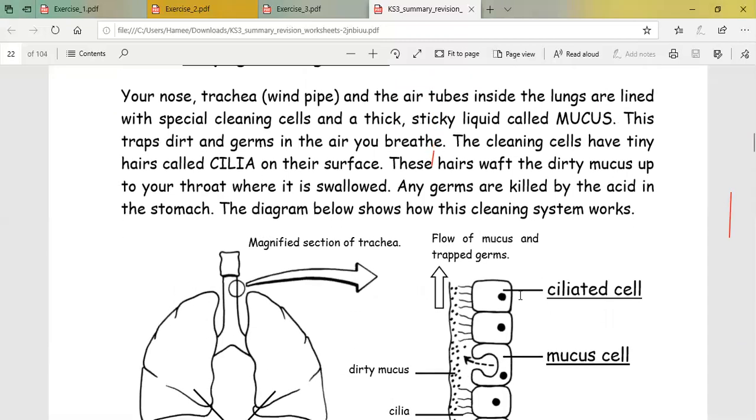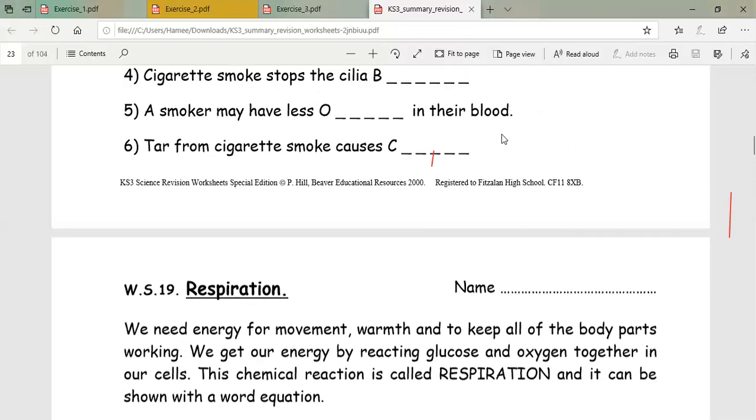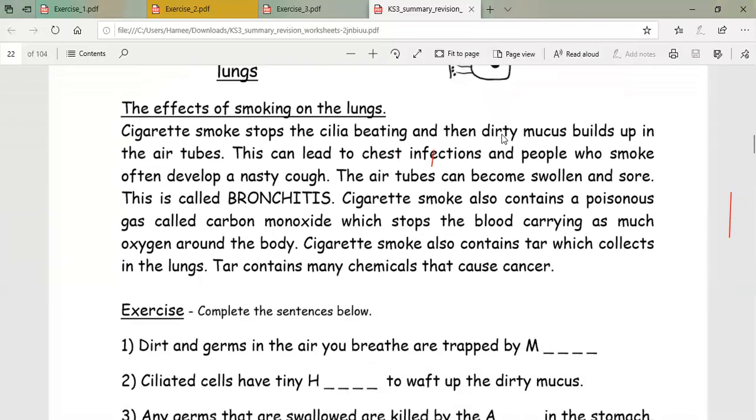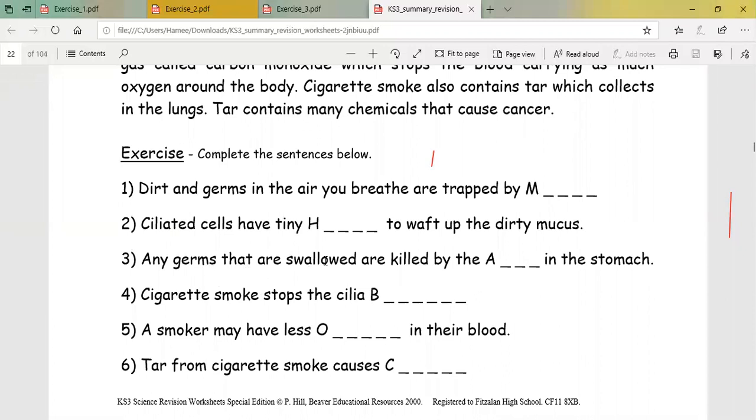So, keeping the lungs clean. Dirt and germs in the air you breathe are trapped by what? By mucus. Ciliated cells have tiny hairs to waft up the dirty mucus. Any germs that are swallowed are killed by acid in the stomach.